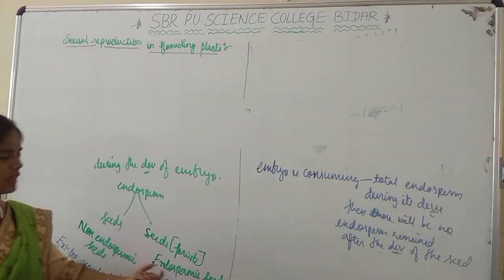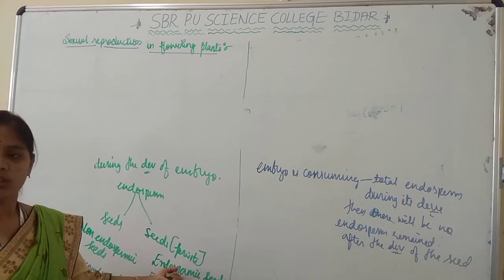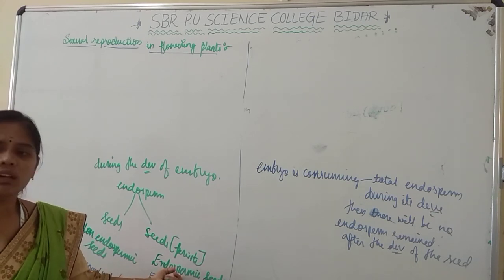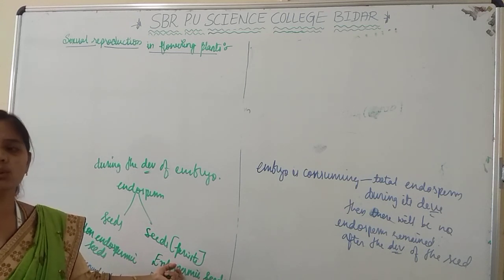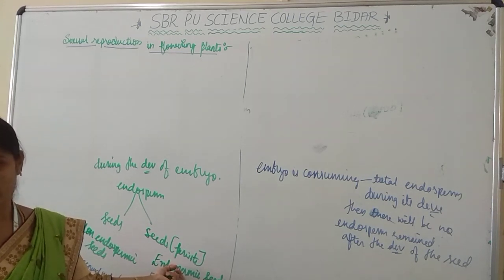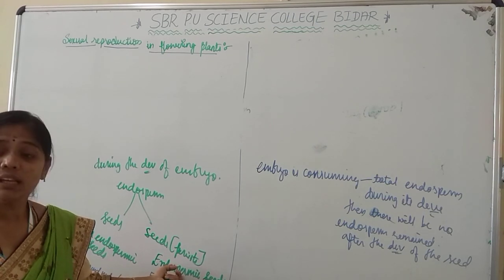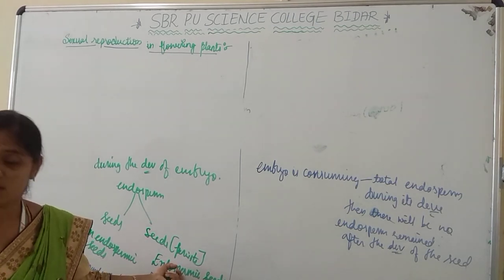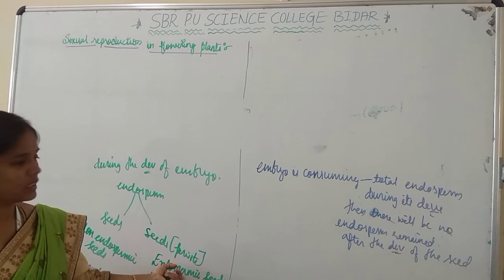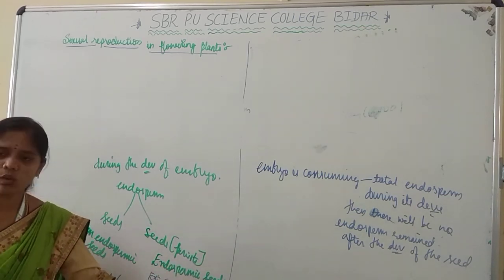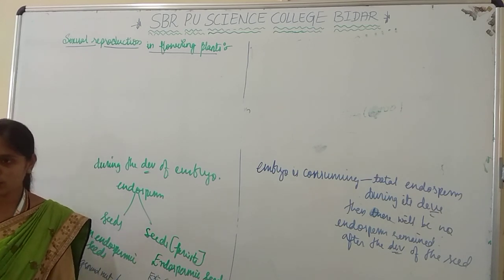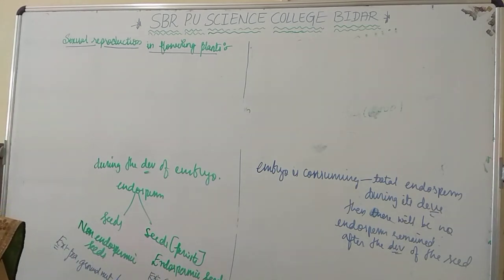Example, these. There are some seeds that consume the endosperm during the development of the embryo, but even after the development of the embryo and the seed, there will be remaining or persistence of the endosperm. That is called endospermic seeds. Example, coconut and castor. When you break a coconut, the endosperm remains in it, the water also remains, the kernel also remains.